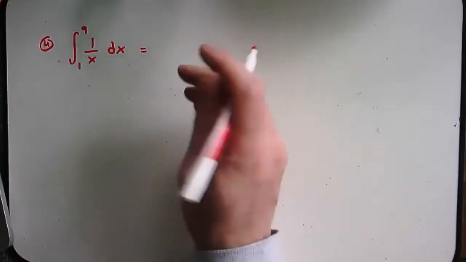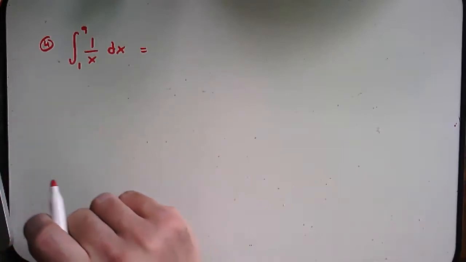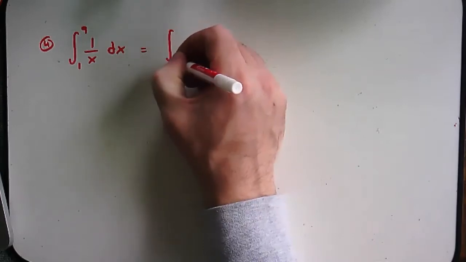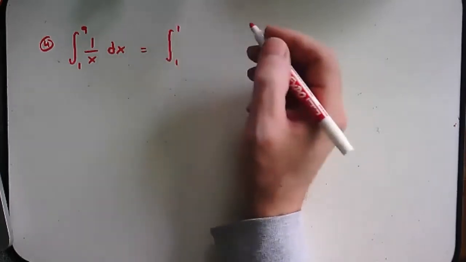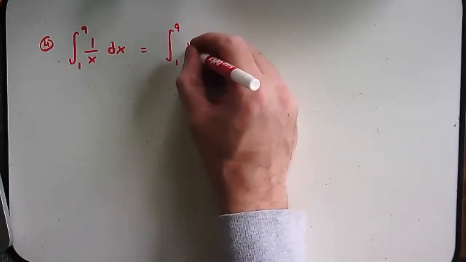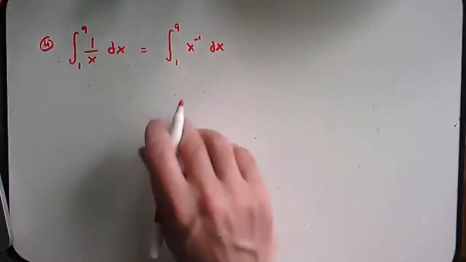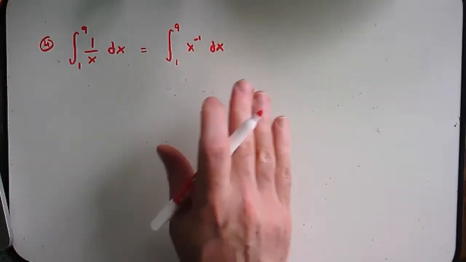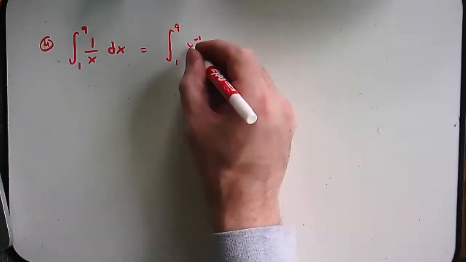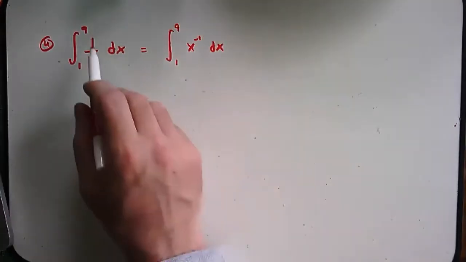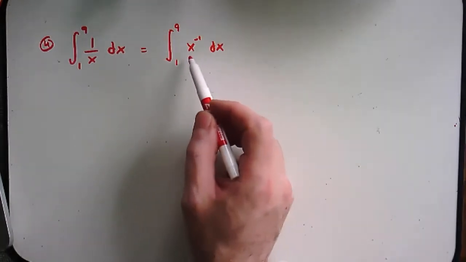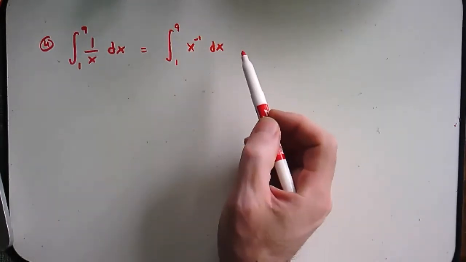The first thing we want to do is rewrite our function so that we can take an easy antiderivative. So I'm going to write this as the integral from 1 to 9 of x to the negative first power. That's what we'll typically do for powers of x. Now, for most powers of x, we'd add 1 and then divide by the new exponent. But x to the negative first is the one exception to the power rule. Remember that 1 over x is the derivative of the natural log function. That means the antiderivative of 1 over x is going to be natural log x.